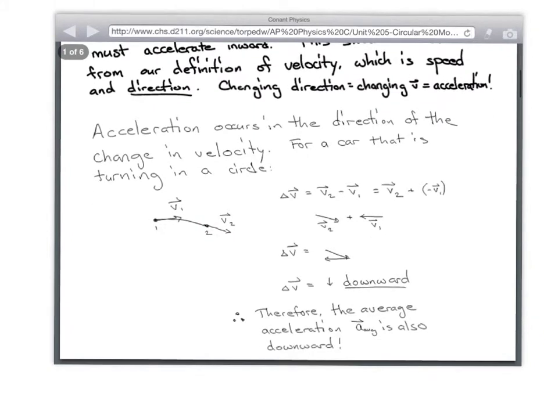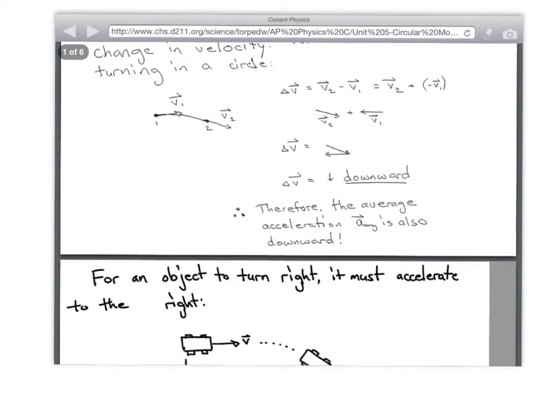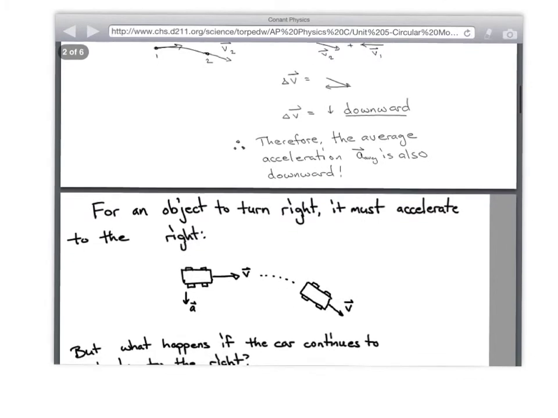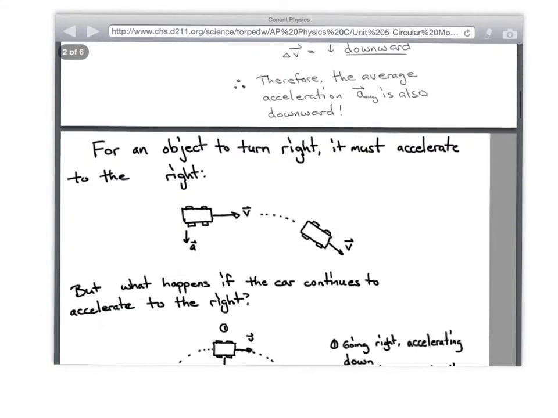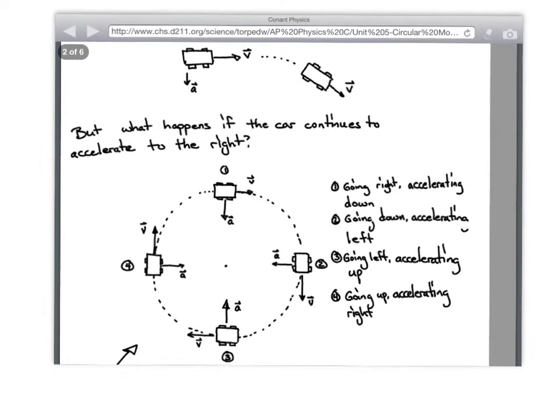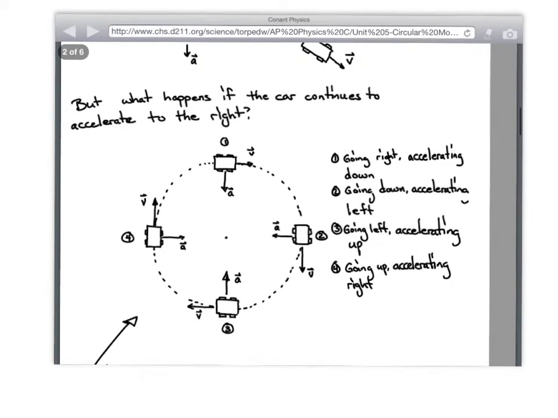The average acceleration is also downward in this picture. See, for an object to turn right, it must accelerate to the right. So there it is in car form. Exact same thing. But what happens if the car continues to accelerate to the right? You get uniform circular motion. As long as your acceleration is neither forward nor backward, but directly perpendicular, what happens to your speed? Stays the same. All right, and then you get this nice circle at a steady speed.